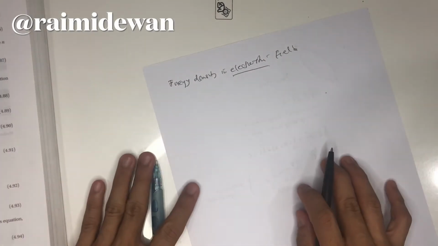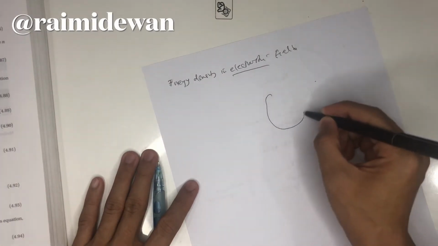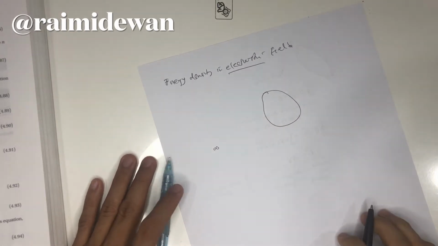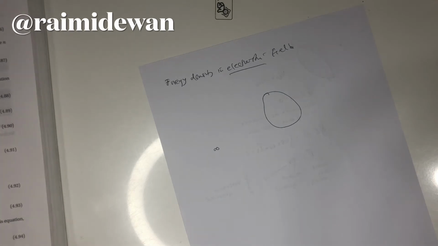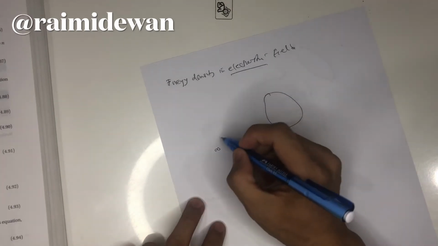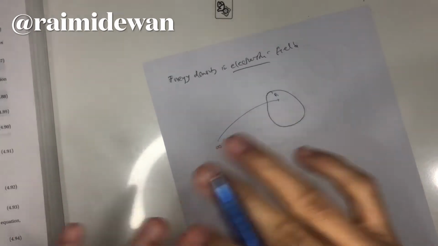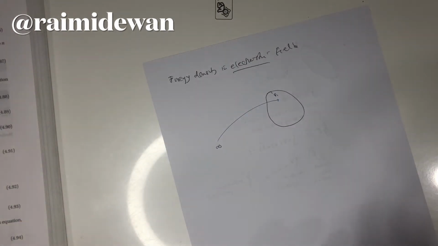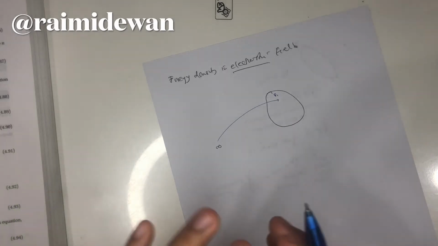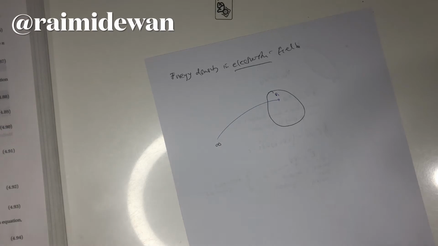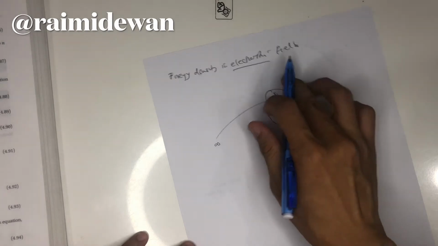So imagine that you have an area here, from infinity. First, let's say you want to carry one point charge from infinity towards a point 1 here. So initially it is neutral. We have nothing. What does it mean by neutral? It means there is no electric charge. The space is initially charge free.